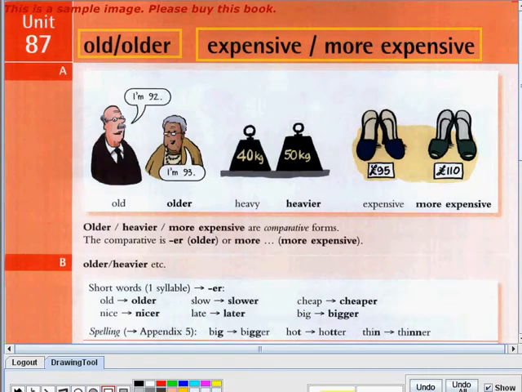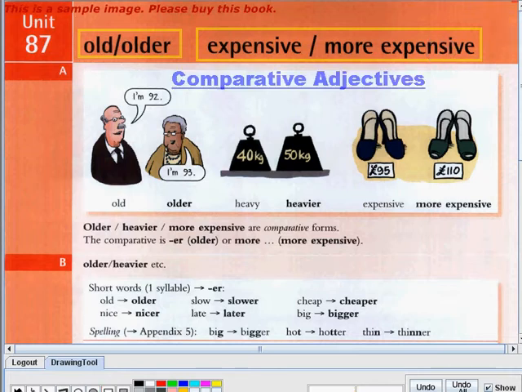For today, we will discuss Unit 87. We will experience the words old, older, expensive, and more expensive. So, are you familiar with these words? You were right. These words are called comparative adjectives. What are comparative adjectives? These are used to compare the difference between two nouns or a collective noun.